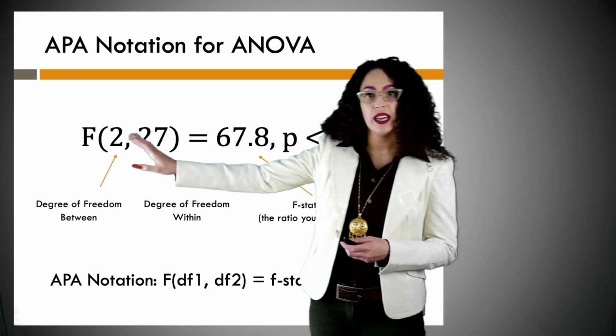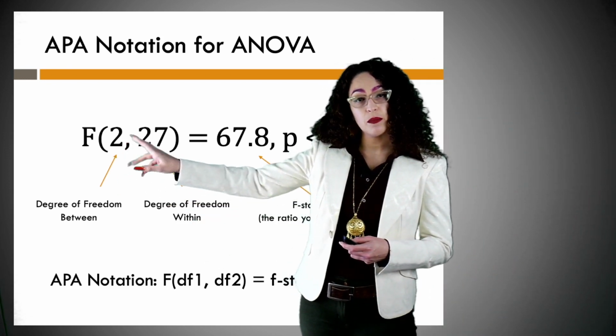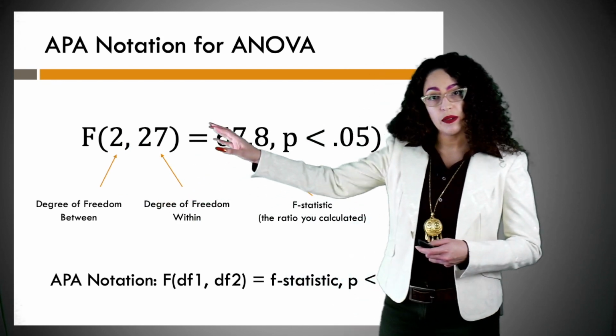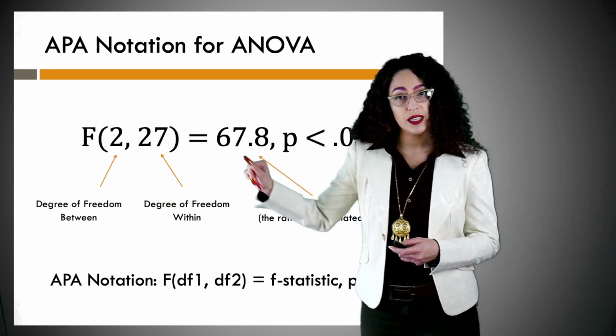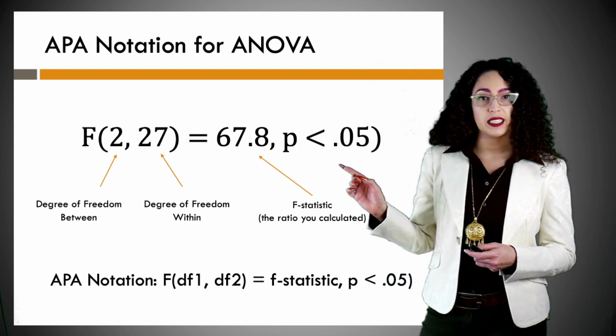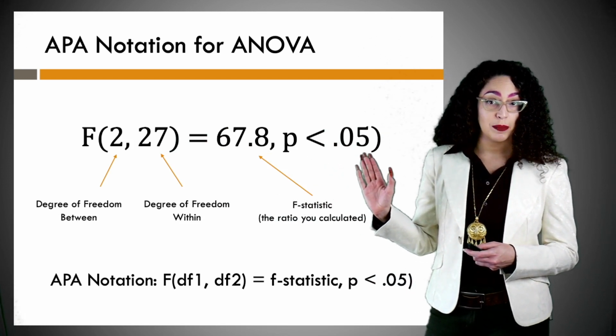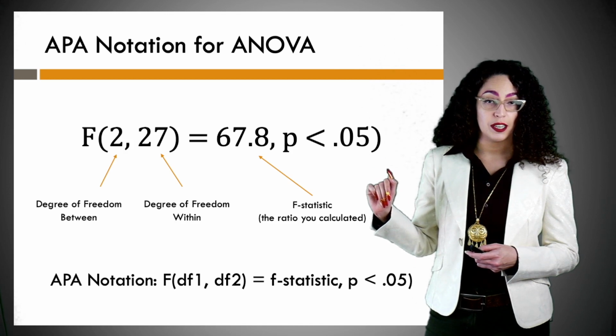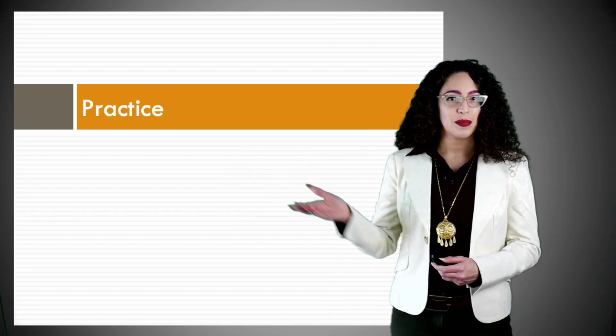This is how we would write it in APA notation. We would have F, and we have our degrees of freedom between, so 2. Then we write our degrees of freedom within, so 27, equals 67.8. And we have a p-value less than 0.05. Now again, true APA would actually put the actual p-value here, but for our sake, this is fine.